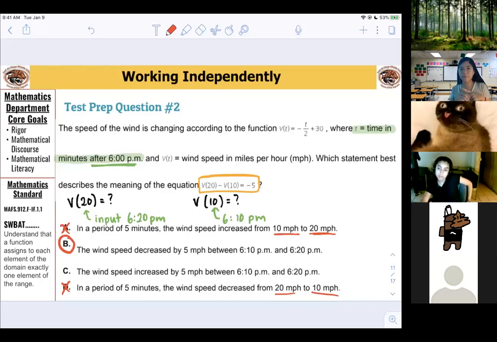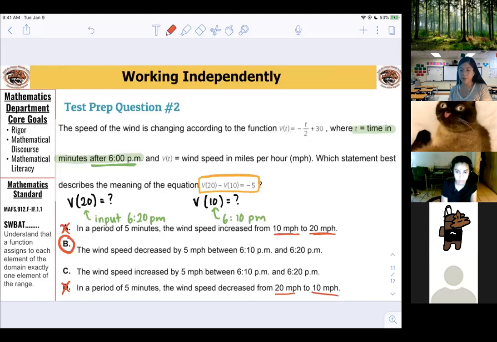Was there a question? Also, A and B don't work because wind doesn't travel that fast most of the time. True, 20 miles per hour is a lot. 10 miles per hour is a lot to increase. And you can always think of it that way too. Sometimes if you're not sure what the answer is, you can eliminate some answer choices simply because they don't make sense in the real world. That's a very good point.